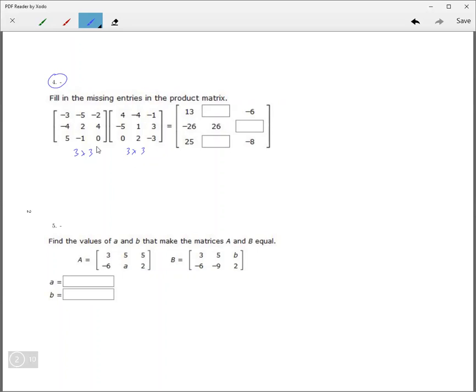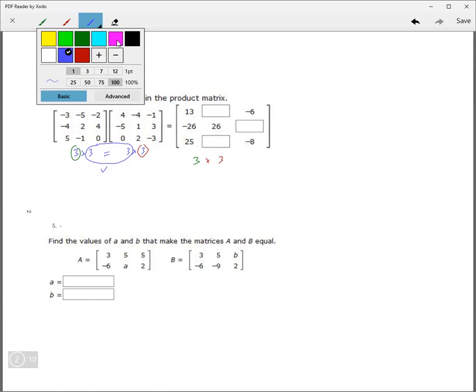Now, if that's so, these can be multiplied because that's equal. Check. And that means that the result is going to be these outside ones, 3 by 3. It will be the resulting matrix, which is written right there. Okay, now let me explain how this works.